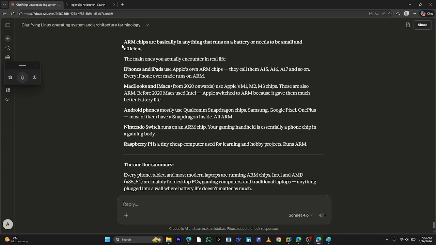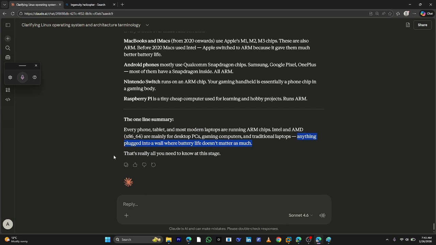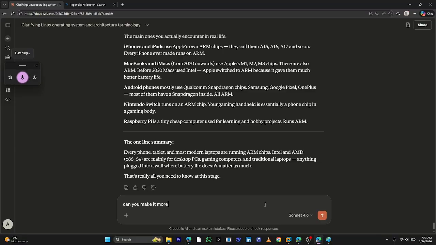So I think it's relevant to the battery thing, because you can see right here every tablet and modern laptop is running an ARM chip, while Intel and AMD are mainly for desktop PCs, gaming computers, and traditional old laptops. Mostly these do not have a battery, and the old laptops were all using the other architecture. And another sentence: anything plugged into a wall where battery life does not matter as well. So can you make it more simple? Is it battery relevant, or I don't know what you are saying?